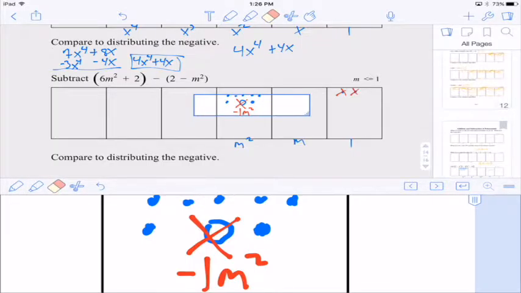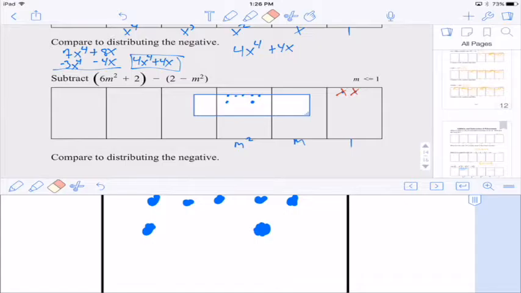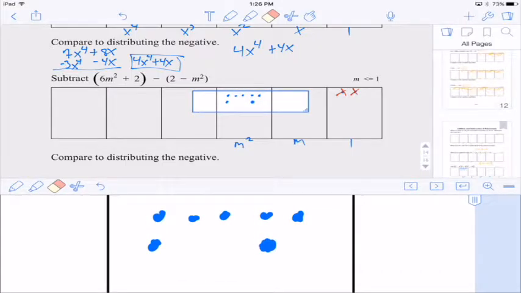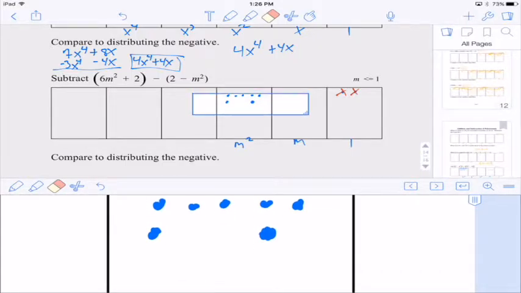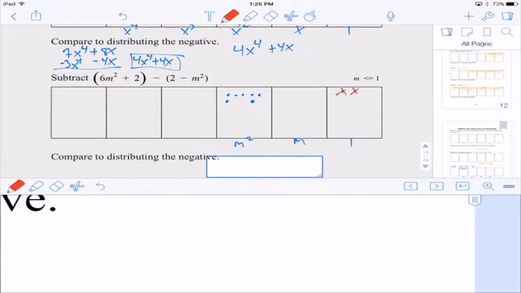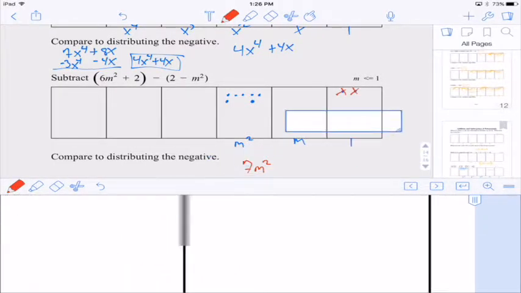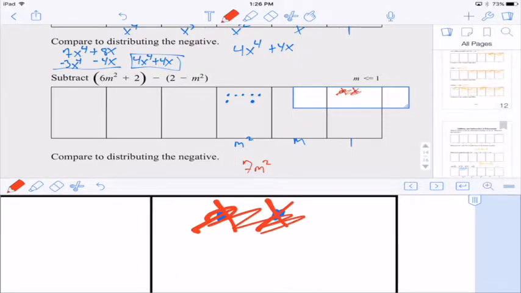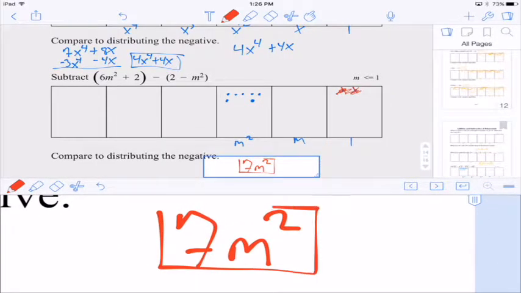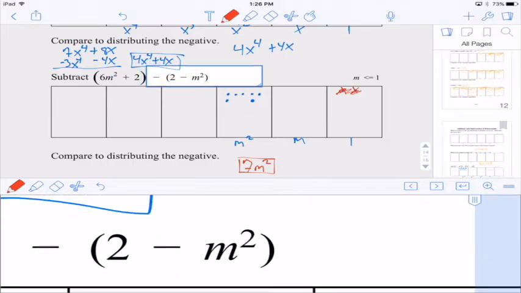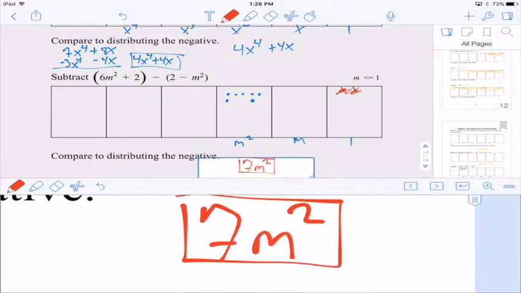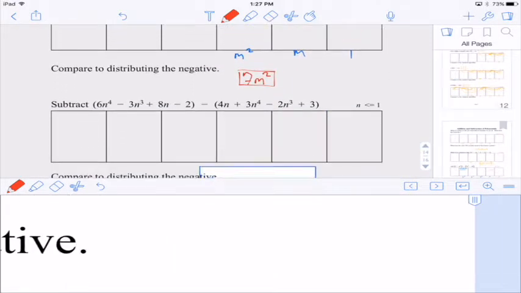So now let's erase that. And now how many do I have? I have 1, 2, 3, 4, 5, 6, 7 m squared. And that's it, because those all went away. They were gone. So 7m squared. Isn't it interesting how when you subtract a negative, it actually gets bigger? I found that pretty cool.